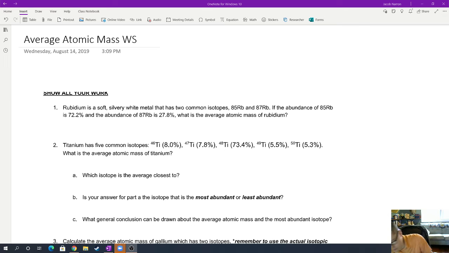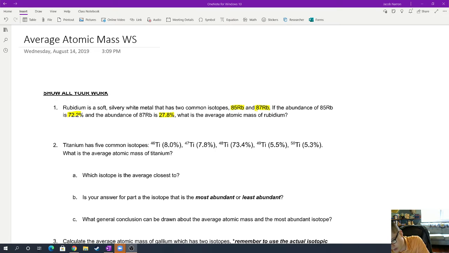So the first one, it says rubidium is a soft silvery white metal that has two common isotopes. And so the two isotopes that they're giving us are Rb85 and Rb87. It says that the abundance of Rb85 is 72.2%, and the abundance of 87 is 27.8%. What is the average atomic mass of rubidium? So it gives us a lot of information, but there's a little bit that it doesn't give you.